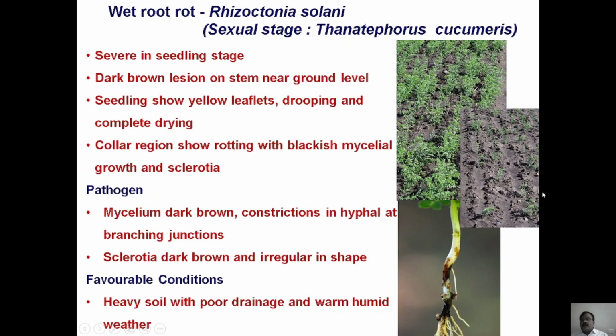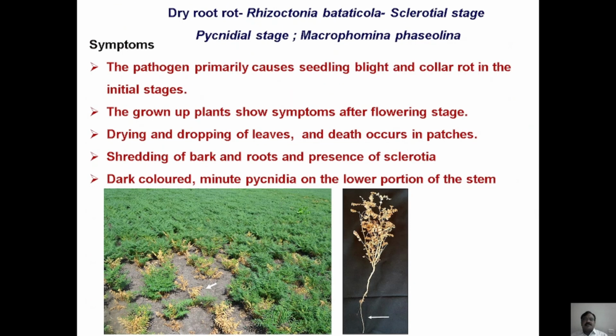In the affected field, you can see the dead or dried seedlings due to the infection by Rhizoctonia solani. The pathogen produces dark brown mycelium with constrictions in the hyphae at branching junctions, and the sclerotia it produces are dark brown and irregular in shape. Heavy soil with poor drainage capacity, as well as warm humid weather, favors the development of this disease. And the associated root rot, that is dry root rot, is caused by Rhizoctonia bataticola, which is the sclerotial stage of the fungus.